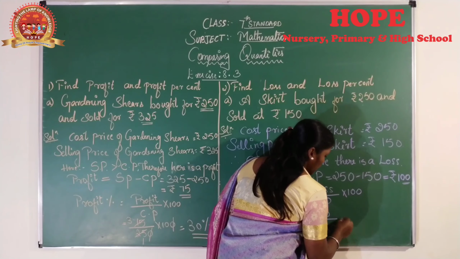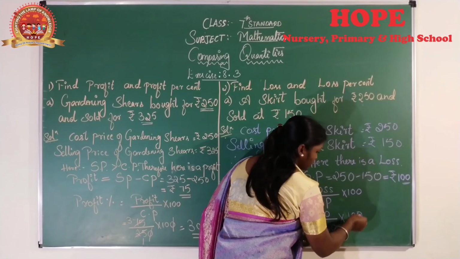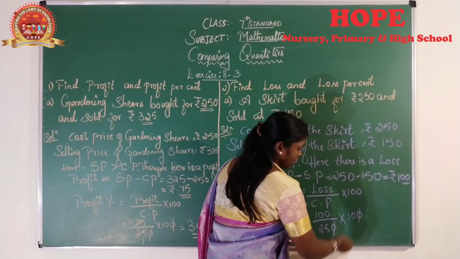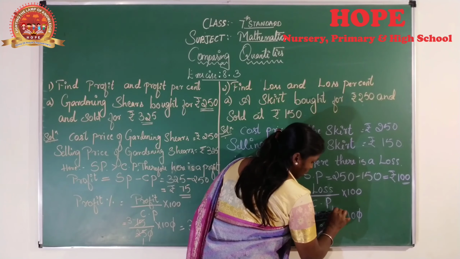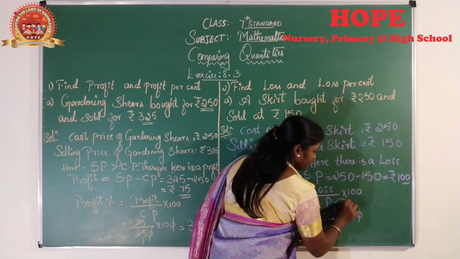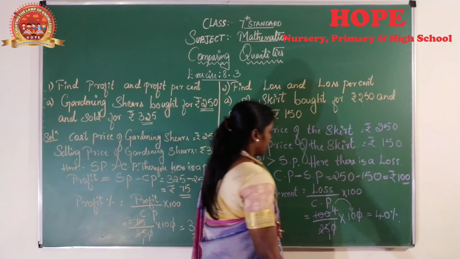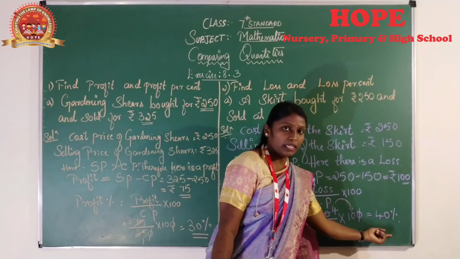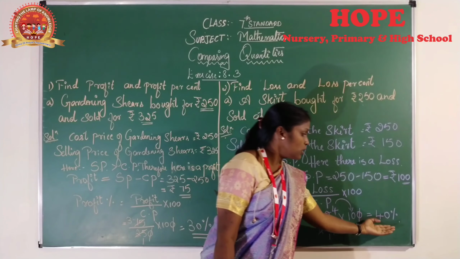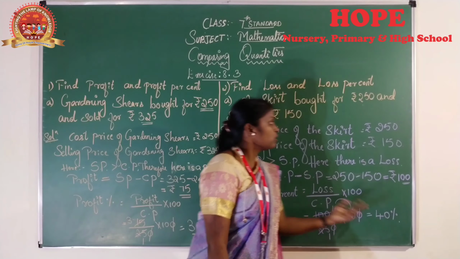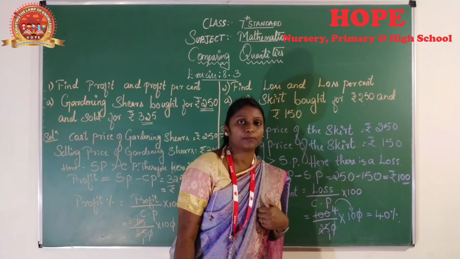Rupees 250 into 100. Here I am cancelling out a 0 and a 0. 25 ones are 25, 25 fours are 100. Then 4 into 10 is nothing but 40%. So there is a loss of 40%. If she loses 100 rupees in the given case, she will lose 40%. So this is how we find the loss and loss percentage.